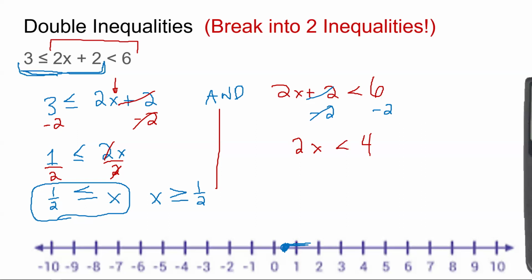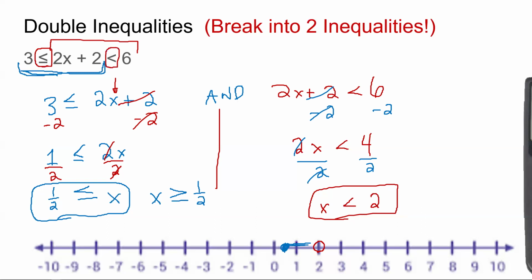And now I need to divide by 2 on both sides, and I'm going to end up with x is less than 4 divided by 2 is 2. Notice I did not divide or multiply by a negative number, so there's my other condition. X needs to be less than 2. Here's 2 right there, and I don't want to include it. See how the first one was a less than or equal to, but this one's just a less than. So I don't have the equal over here. I did in the first problem, not here.